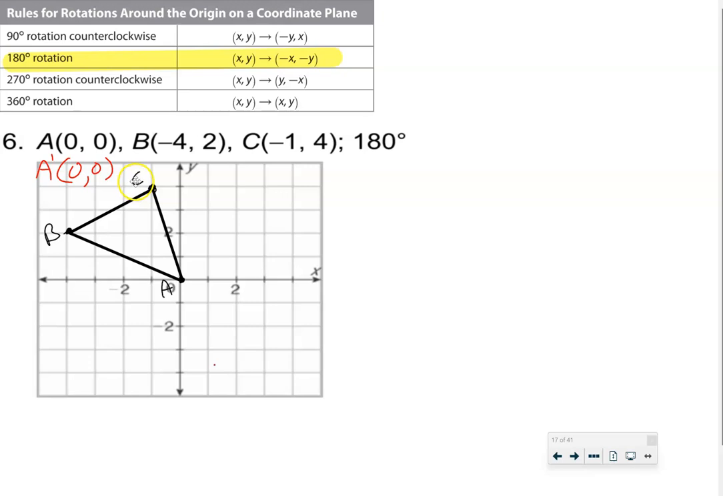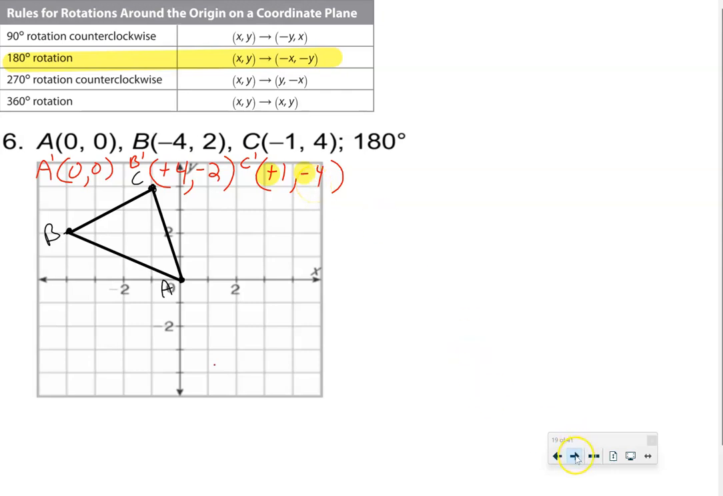It's not positive or negative. It's just 0. Then B, we change the sign. The 4 became positive. The 2 became negative. No need to swap. And then C prime, just change the sign. The 1 is now positive. The 4 is now negative.